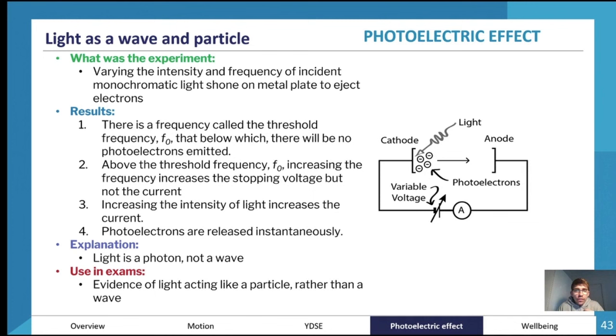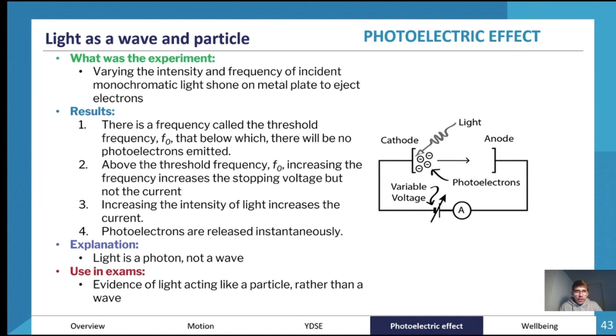Back in the day, people knew that light carried energy. It's radiation. It carries energy. The thing is, how does it carry this energy? Does it carry it because it is a particle? Does it carry this energy because it is a wave? If it gives that energy to the electrons and ejects electrons from cathode to anode, that's good. It proves that light has energy.